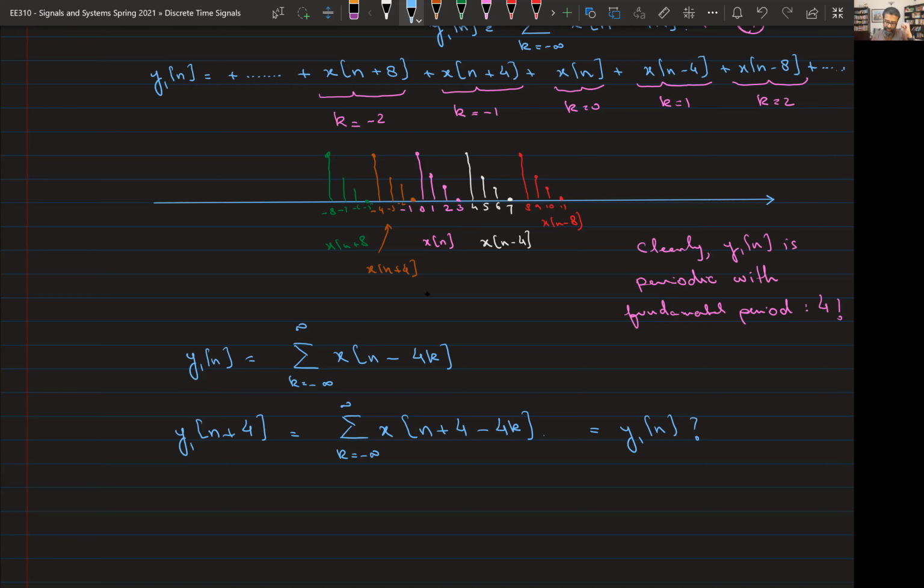So here's the big question: is this really equal to y1 of n? Because if it is not, then that means it's not periodic. And if it is periodic with the period equal to 4, you will need to show that this thing here must be equal to the sum over k equals minus infinity to plus infinity of x of n minus 4k, because that's what y1 of n is. Can somebody prove for me that this is indeed true?